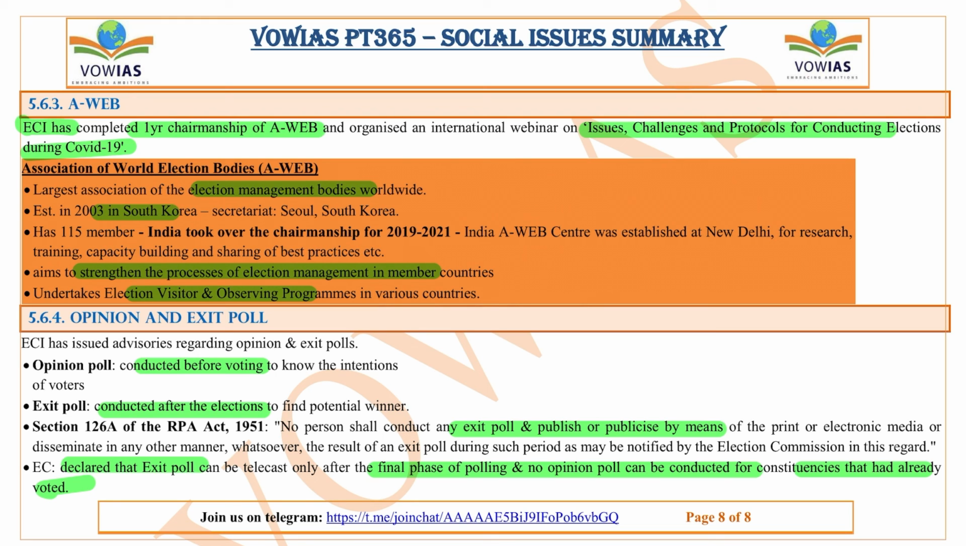Recently the EC said that exit polls can be telecast only after the final phase of the polling, and no opinion poll can be conducted for constituencies that had already voted. So only before voting can the opinion poll be conducted, and the exit poll can be conducted only after the final phase of the elections. That is the important information about opinion and exit polls.